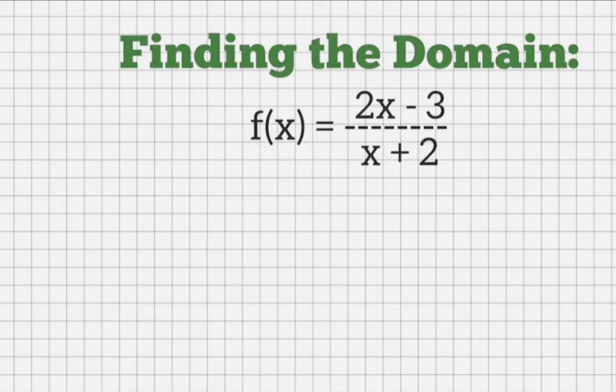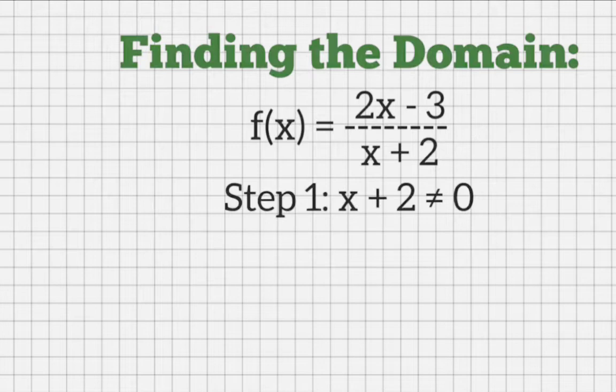Step 1. Create an equation where the denominator will not equal 0. In this example, let's focus on the denominator, x plus 2. Let's have x plus 2 not equal to 0. Step 2. Solve the inequality in step 1. Let's transpose 2 to the right side of the inequality. This becomes x is not equal to negative 2. This means that the domain of the rational function are all real numbers except negative 2.